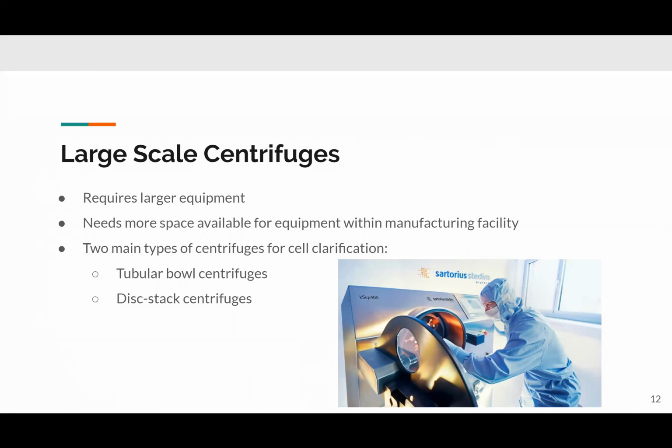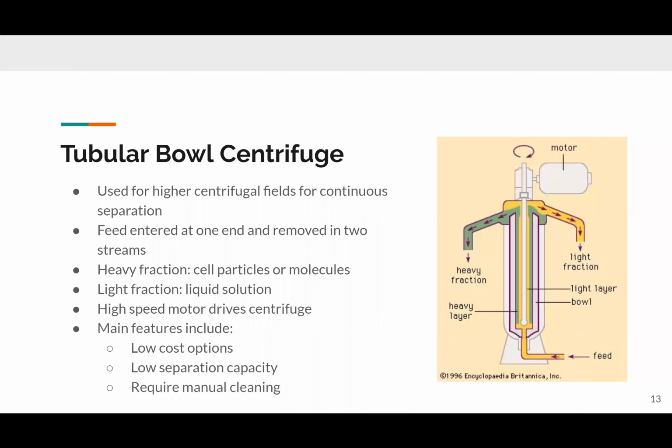Large-scale centrifuges are used by commercial manufacturers who perform cell clarification on their products. They require much more floor space than small-scale centrifuges, but function similarly. Two main types of centrifuges for cell clarification include tubular bowl centrifuges and disc stack centrifuges. Tubular bowl centrifuges can be seen here on the right. The feed enters at the bottom end of the centrifuge and the motor rotates the centrifuge while the heavy fraction of cell particles gets separated from the light fraction of liquid solution through two different streams, one on the left and one on the right.